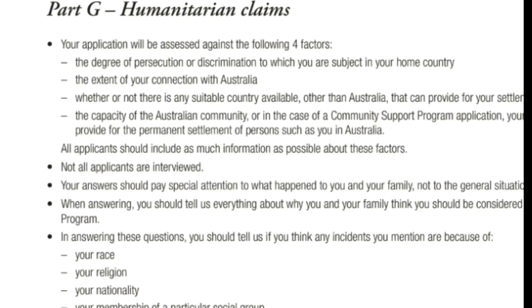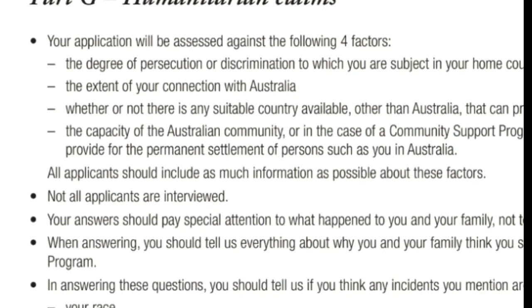Part G. Humanitarian Claims. Your application will be assessed against the following 4 factors: the degree of persecution or discrimination to which you are subject in your home country, the extent of your connection with Australia, whether or not there is any suitable country available other than Australia that can provide for your settlement and protection from discrimination, the capacity of the Australian community, or in the case of a community support program application, your approved proposing organization, to provide for the permanent settlement of persons such as you in Australia.